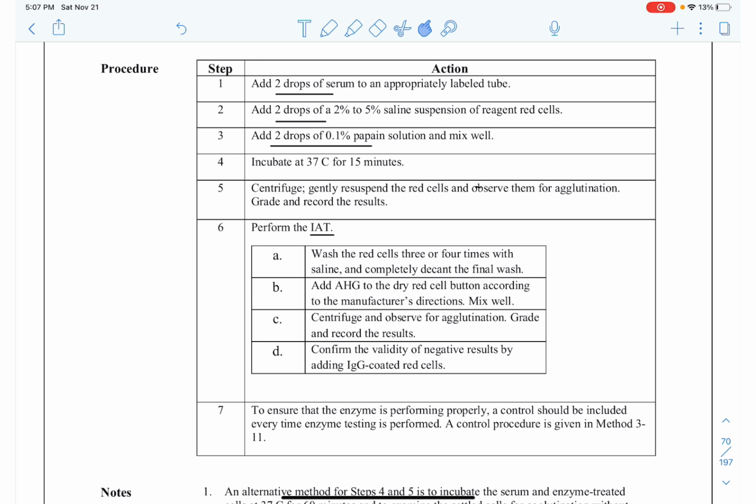You'll perform this method at IAT. Typically, there's no enhancement media added because your enzyme is considered your enhancement media, so no PEG or LISS. Also noted at the bottom, number 7, a control should always be included to ensure that your method is detecting what you want it to detect.